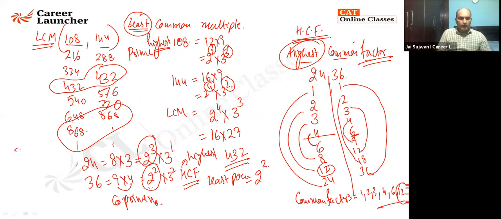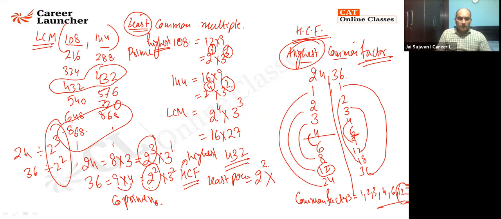Understand it? 24 is divisible by 2 cube. 36 is divisible by 2 square. Find out a common number which can divide both of them. I cannot take 2 cube. I will take 2 square, because 4 is the number which can divide both of these numbers. 8 can only divide 24 but not 36. That's why 2 square is to be taken.